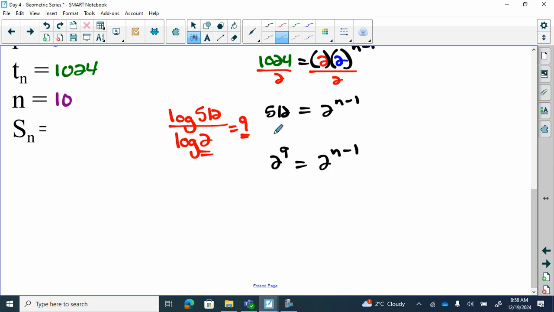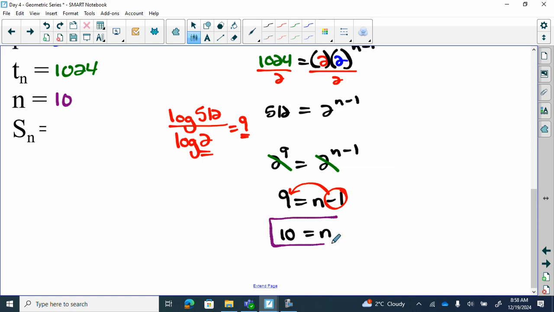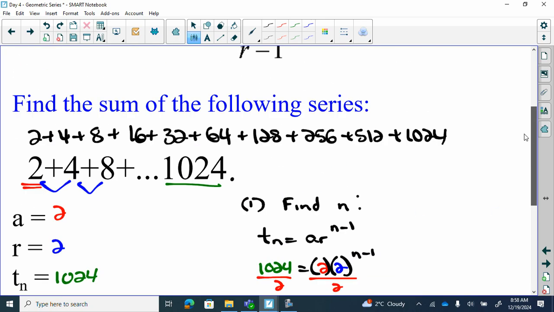So I rewrite 512 as 2 to the 9th. I drop the base from each side. I set my exponents equal to each other, and then I solve for n. I would add 1 to both sides, or I would drag the negative 1 across, move it from the right to the left, change it to a positive, and I would get 10 equal to n. Cool? It proves what I did up here.